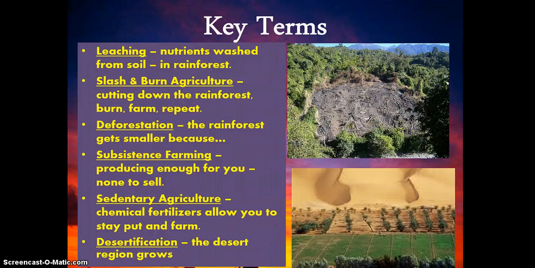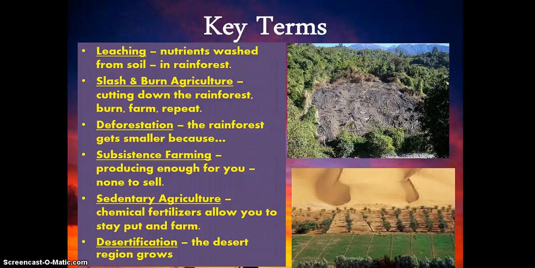Slash and burn agriculture is a way to solve the problem of leaching in the rainforest. You cut down the rainforest trees and vegetation, burn it, which releases nutrients and minerals into the soil, and then you can farm there. Now, the problem is you cannot repeat that process very much in the same area of land, so you have to cut down a different section of the forest and then burn it, and then farm for a little bit, and then move on and repeat. So it is very detrimental to the environment.